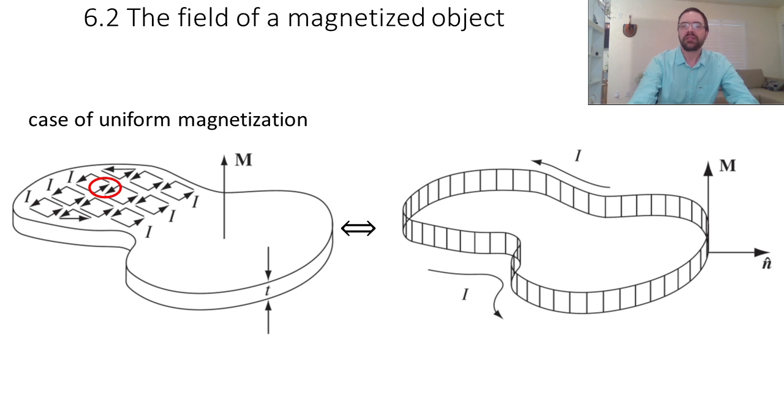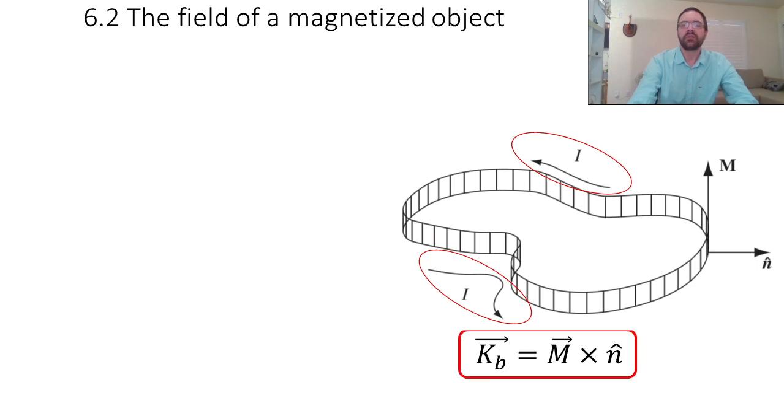Now, if you look on the inside, you can see that each time you have a little current in a certain direction, you will have another little current in the opposite direction right next to it. If these currents are equal, then they cancel each other, and you have no current inside the material. But on the edge of the material, all the little currents are in the same direction, and there is nothing to cancel them. So the result is that there is a surface current right on the edge of the material. Now, we will show that the bound surface current density is given by M cross n hat.